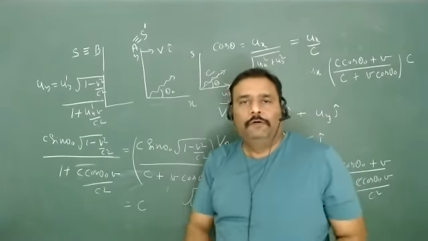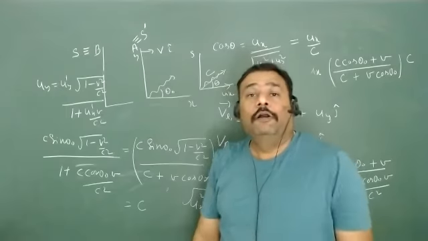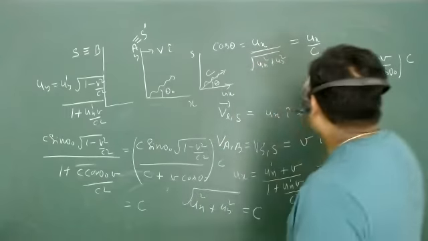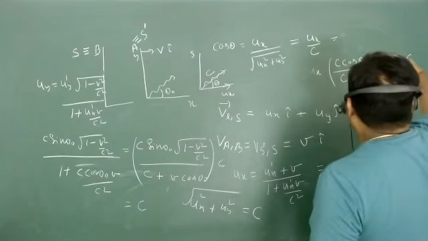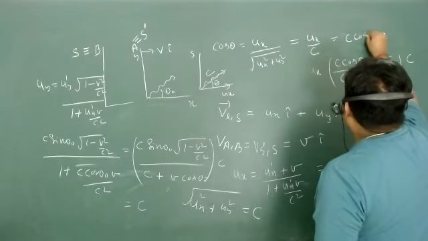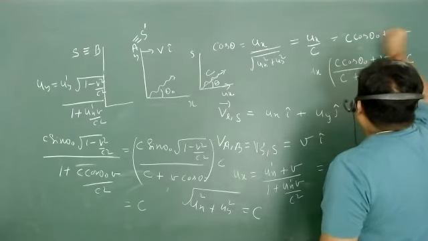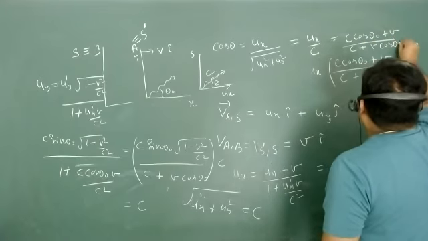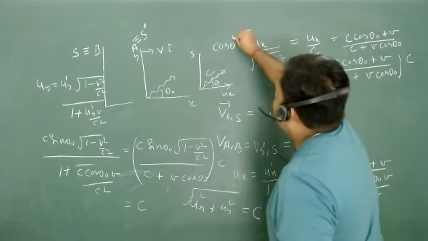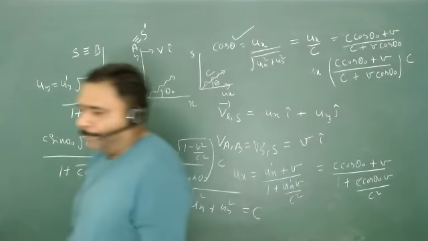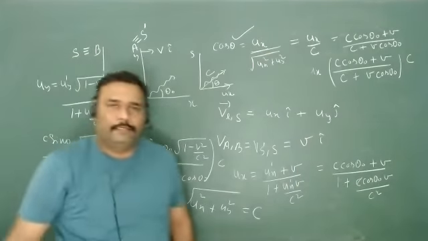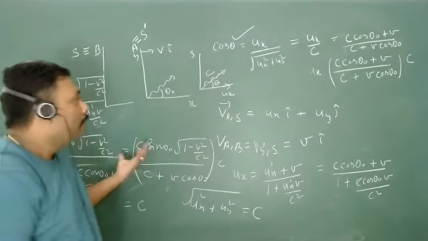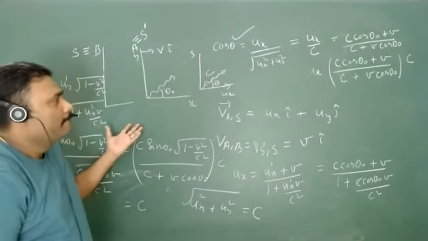Otherwise, conceptually we know that the speed of light always remains invariant, and obviously this C will cancel. We have C cos theta naught plus v, that is C plus v cos theta naught, isn't it? And I can get this particular cos theta. This is the best problem ever asked in the special theory of relativity. This is the master one, because some people cannot understand how you can get the cos theta.